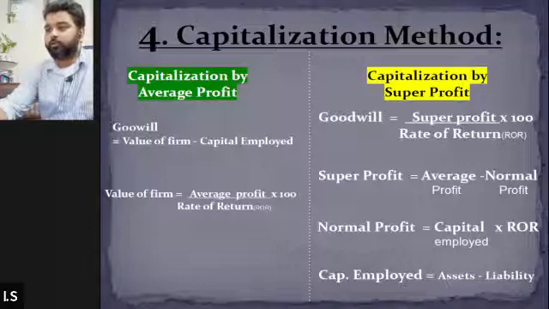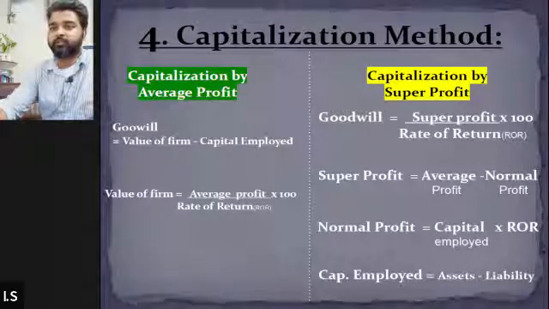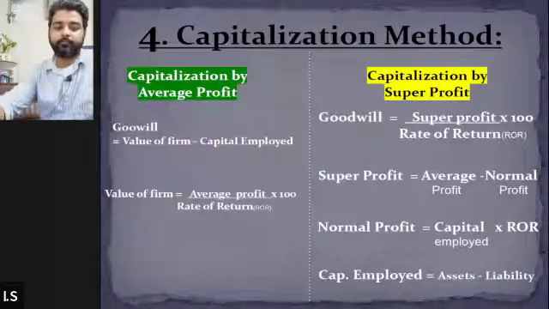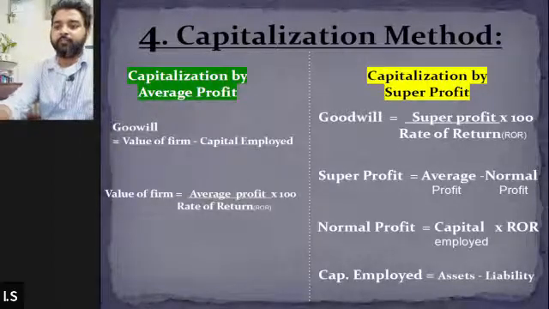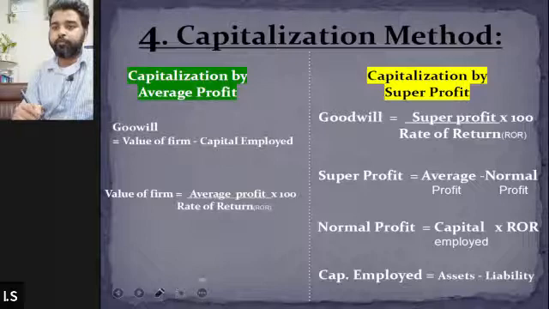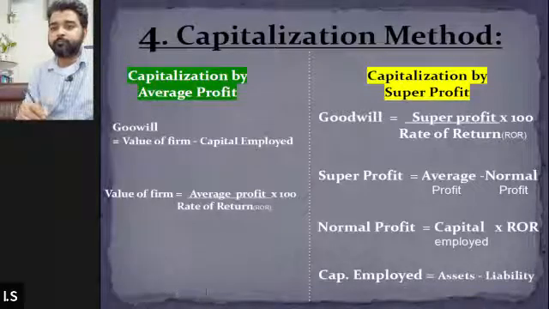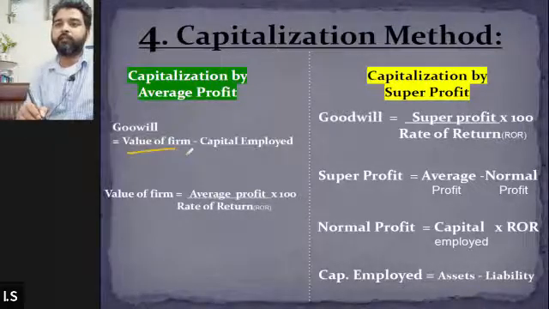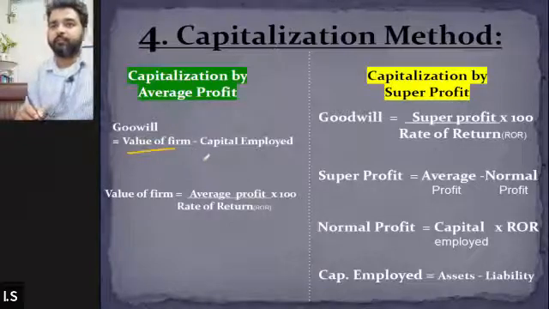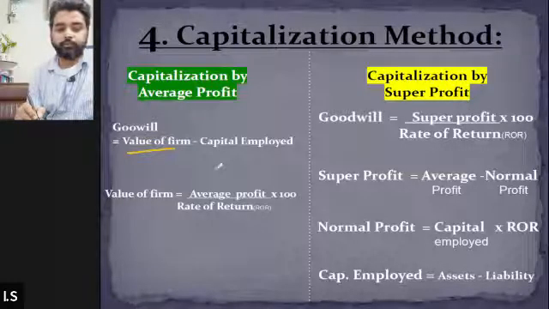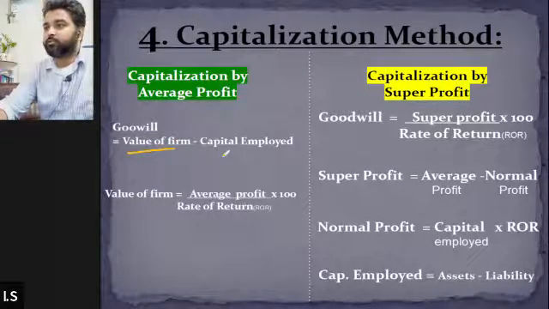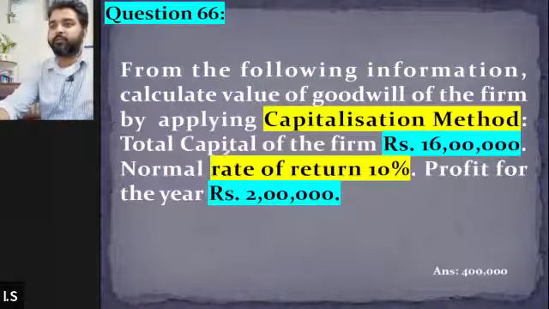Actually we were committing a mistake while calculating goodwill by capitalization by average profit. This is the formula for goodwill in case of capitalization by average profit: goodwill equals value of firm minus the capital employed. All right, so let's do the question that we were doing in the previous class again.